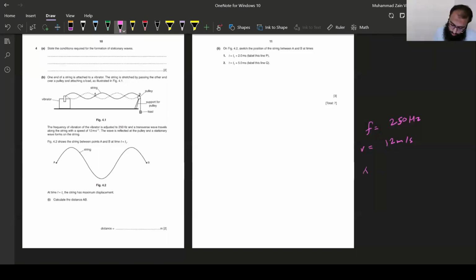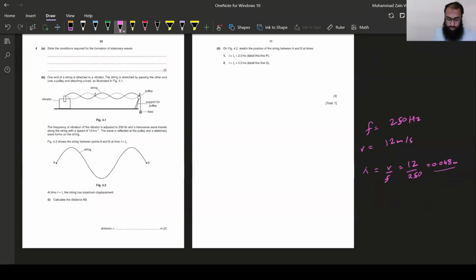These two things are known, so we apply the formula wavelength equals speed over frequency, and from this I'll get 12 over 250, and 12 divided by 250 will give me an answer of 0.048 meters. So this would be the wavelength of the wave.